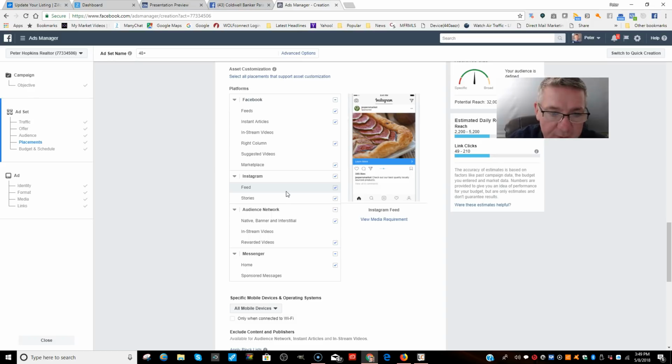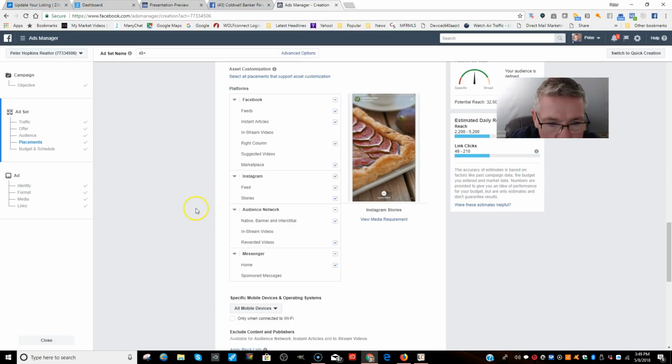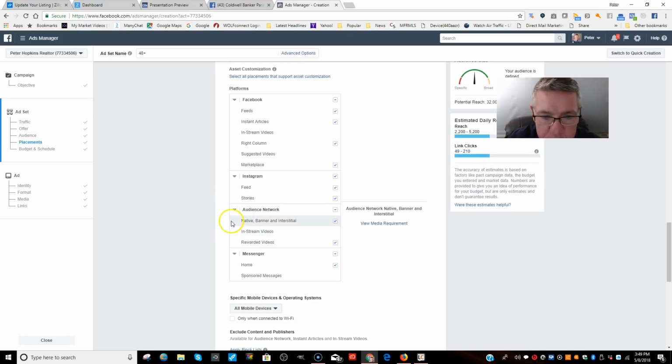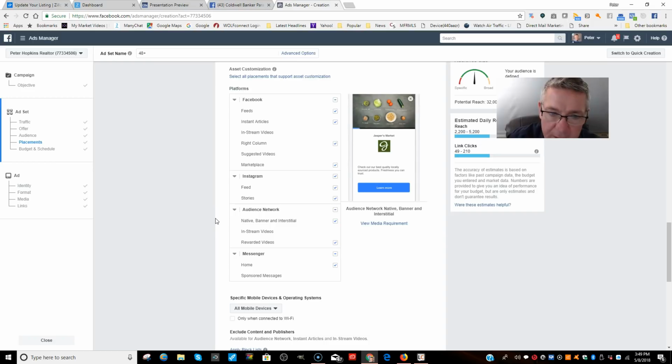But Instagram is a good place to focus because Instagram is a smaller audience, but they're higher engagers. They're more likely to take action on your ad. So include Instagram. Then you need the audience network, which is where it goes off Facebook and into other websites and shows out there, you know, in-stream videos, this type of thing.